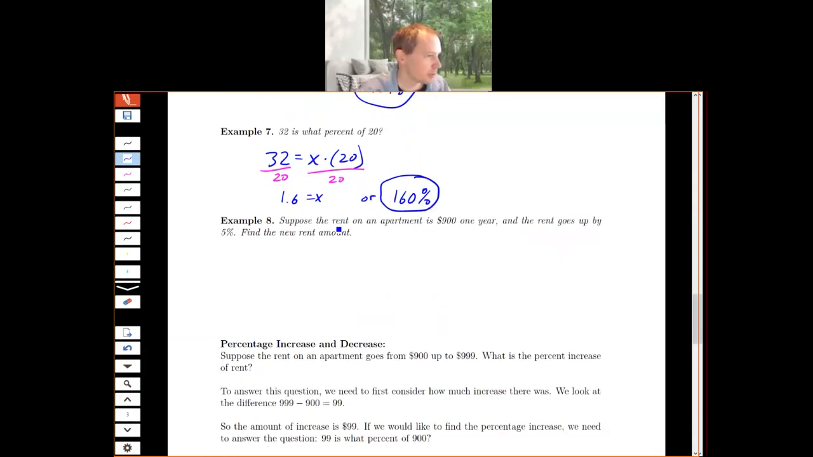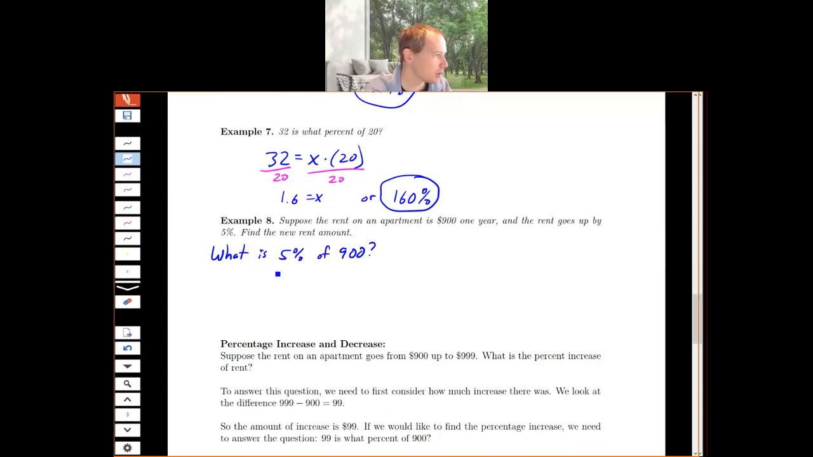Suppose the rent on an apartment is $900 one year, and the rent goes up by 5%. Find the new rent amount. So the rent increased by 5%, so I want to know how much it went up. So let's say, what I want to know is, what is 5% of 900? That's kind of like the first part of my question.